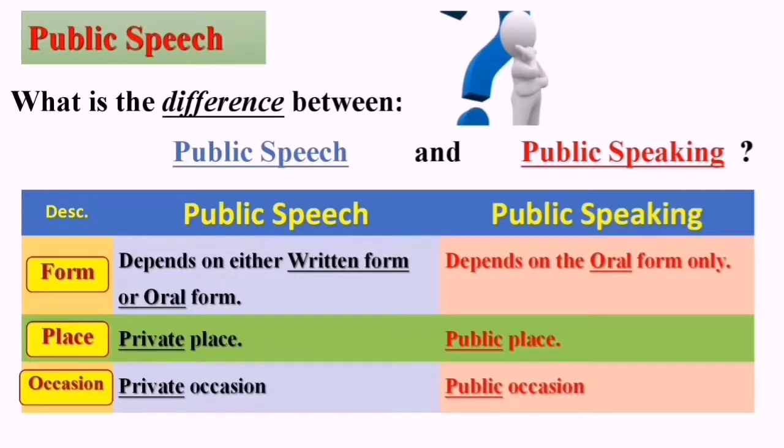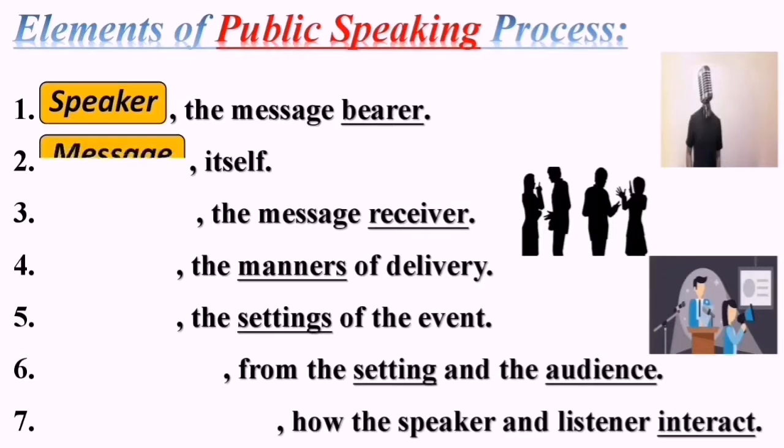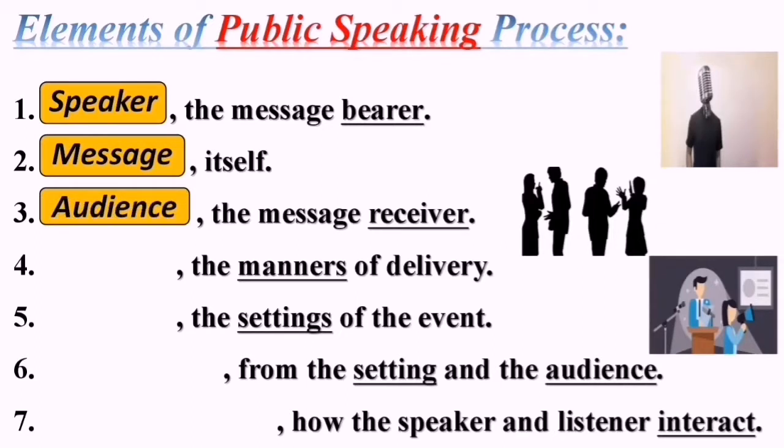Also, we need to know the elements of the public speaking process. We have 7 elements of the public speaking process. Number one, speaker, the message bearer. Number two, message itself. Number three, audience, the message receiver.